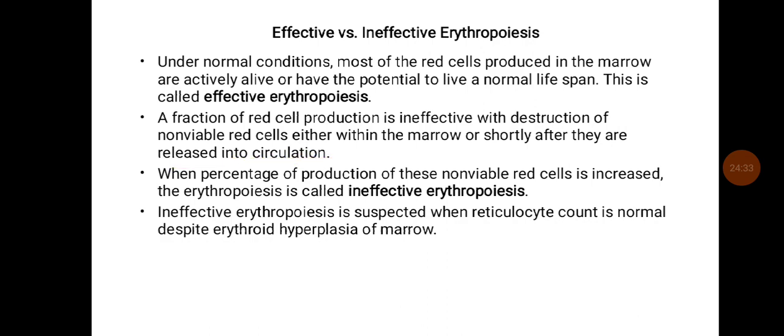So when the percentage of production of these non-viable red cells increases, the erythropoiesis is termed ineffective erythropoiesis. Ineffective erythropoiesis is suspected when the reticulocyte count is normal despite erythroid hyperplasia in the marrow.